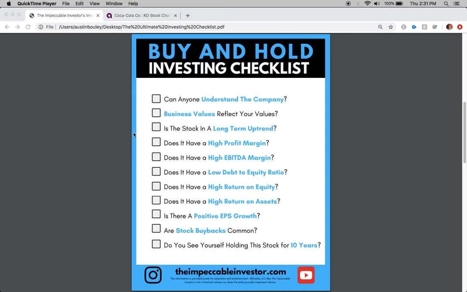Second, does the business values reflect your values? This is a personal transaction. You want to make sure that the company you are investing in has your best interest at heart. If you support something, you want to make sure that they support that as well. Third, is the stock in a long-term uptrend? I'm going to show you how to classify this in a second, but you want to make sure that the stock is increasing in price over time so that you are, in fact, going to make money.